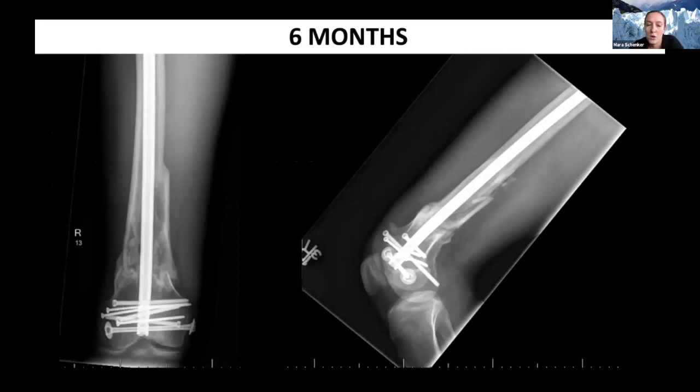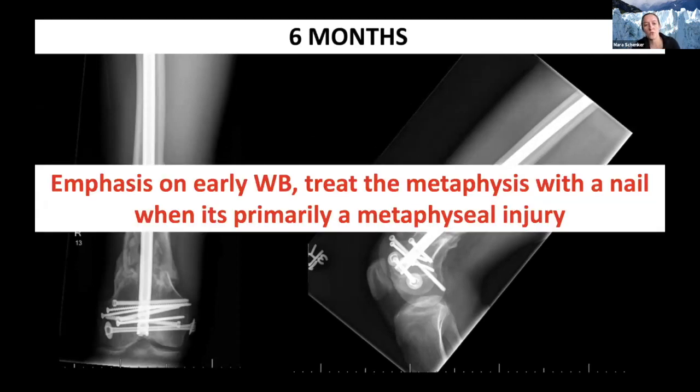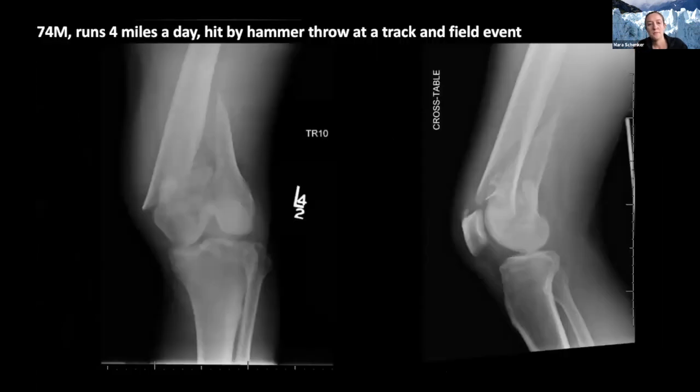I don't think plate nail would be a wrong answer, but in my hands for this one got an extreme nail, so a bunch of articular fixation with a retrograde nail. And so this is somebody who I now let weight bear at a much earlier time frame than if I put a distal femoral locking plate on. And the other gem from this is I treat the metaphysis when the metaphysis needs to be treated with a nail.